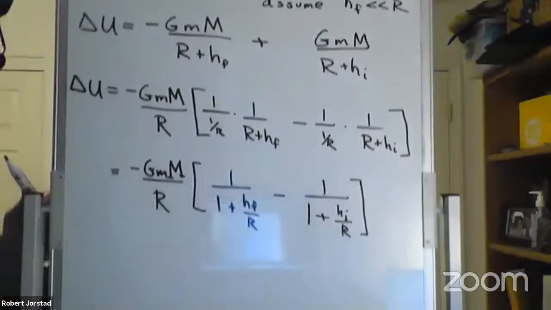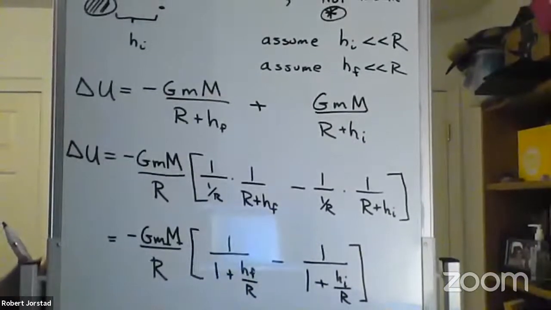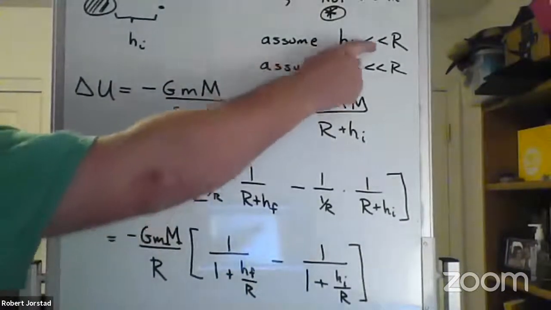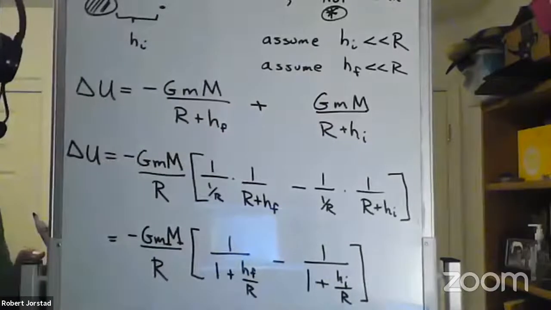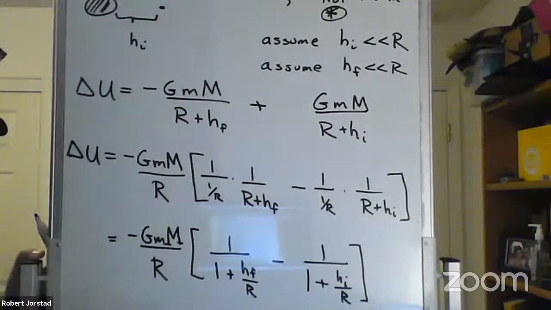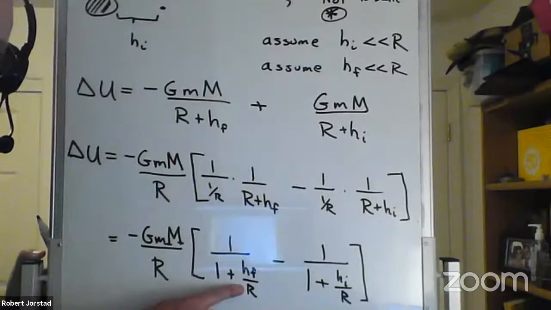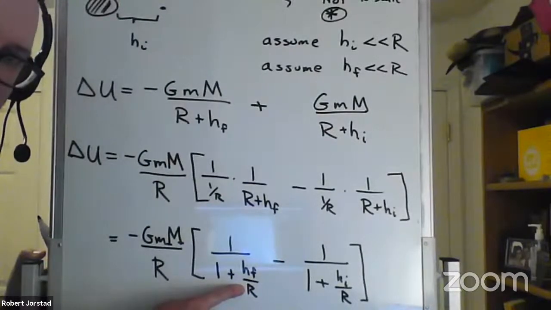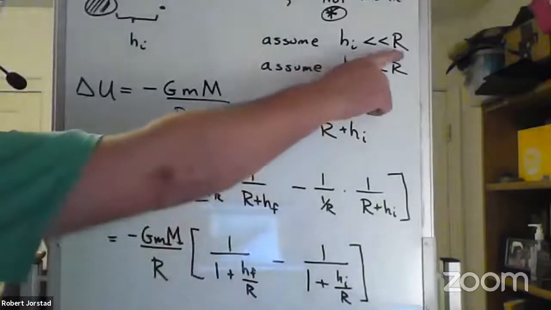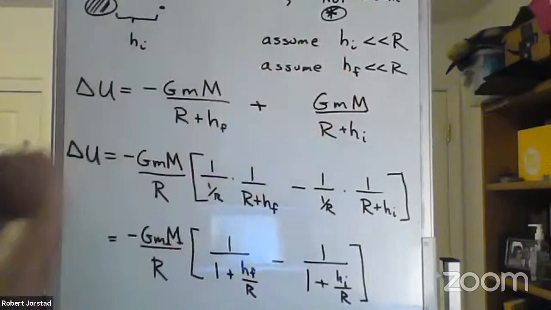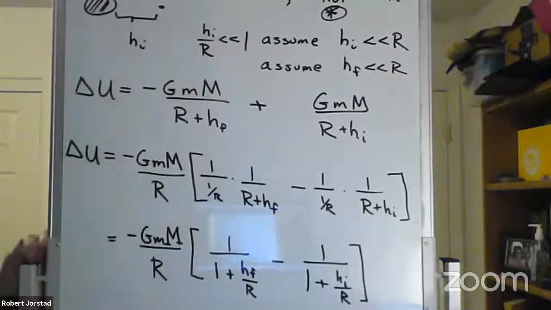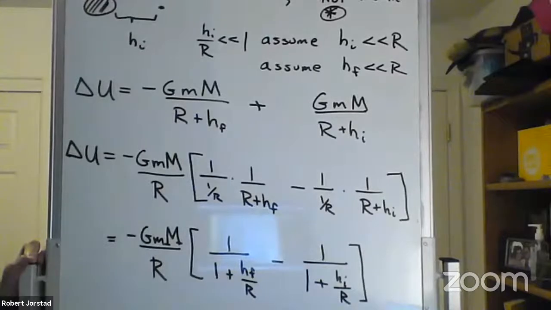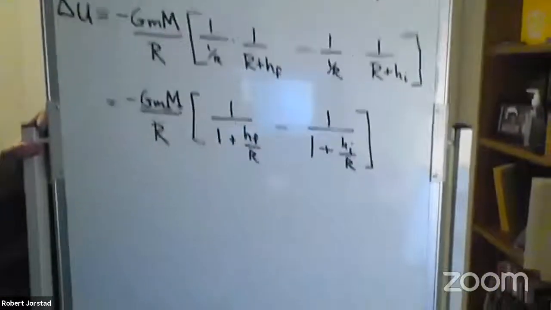Now, in this case, look at this right up here. H initial is much, much less than R. H final is also much, much less than R. I hope you agree. That means this number right here is much, much less than 1. Again, divide both sides of this equation by R, and you get H initial over radius is much, much less than 1. Similar for H final. So I'm going to rewrite this another way.